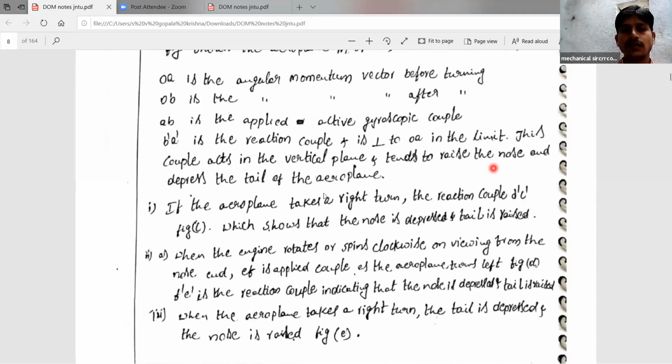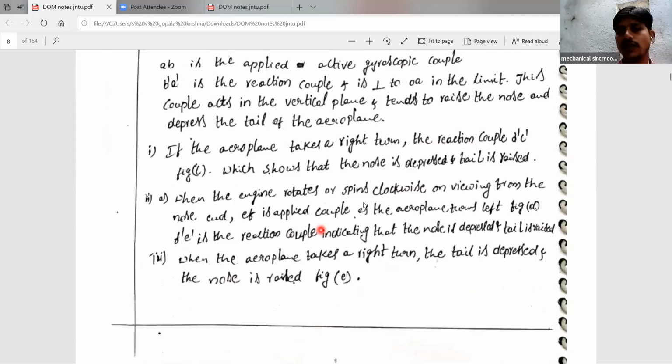So here, when the engine or propeller rotates clockwise, on viewing from the nose end, EF is the applied couple. So then the aeroplane turns left, again left. So then F dash E dash is the reaction couple, indicating that the nose is dipped. So that means here the direction of turning is this side. So when the observer shifts position from the rear end to this side, the nose end.